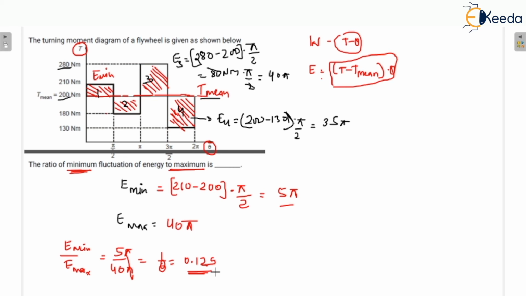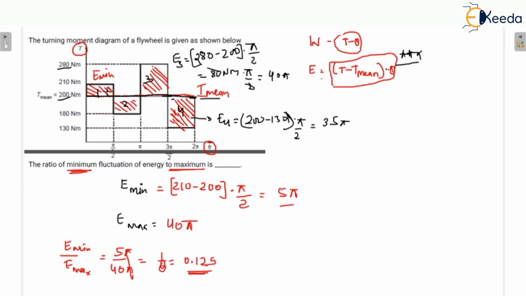In this question, it is important that you know the fluctuation of energy is equal to the area under this curve, that is (T minus T mean) multiplied by theta. First you have to find the T mean line. Then at each section you can find the fluctuation of energy. We have calculated four areas, and we can calculate the energy fluctuation for each area, and then select the minimum and the maximum. Once we get the minimum and maximum energy fluctuations, we can get the ratio between these two values.